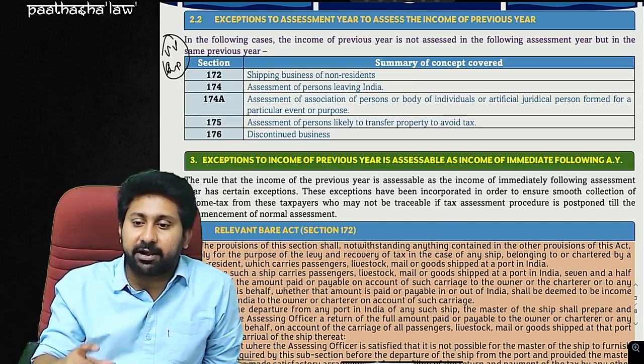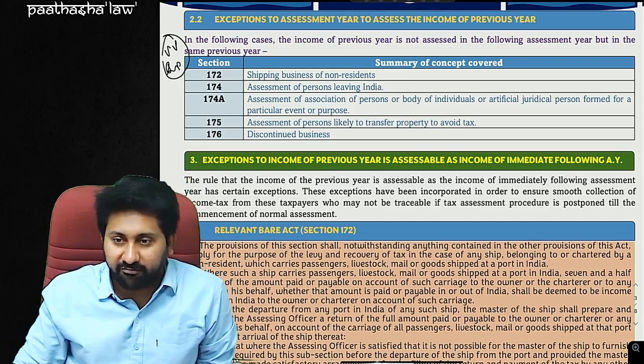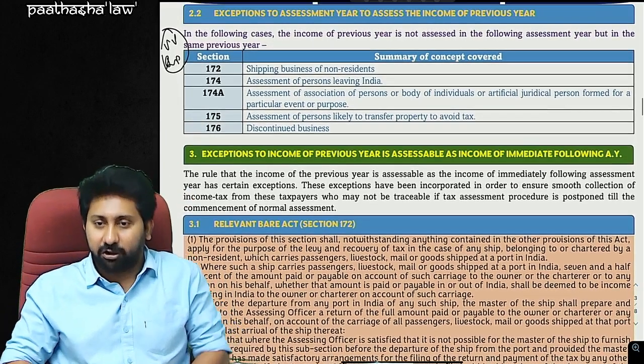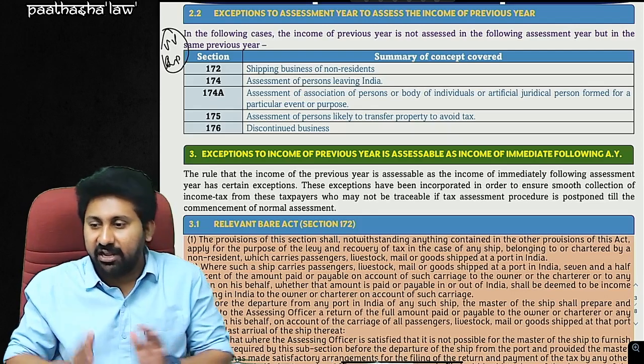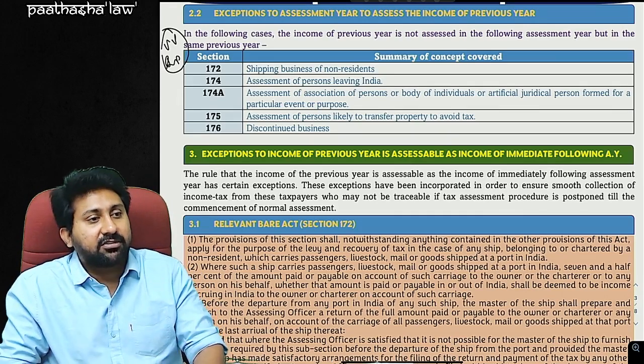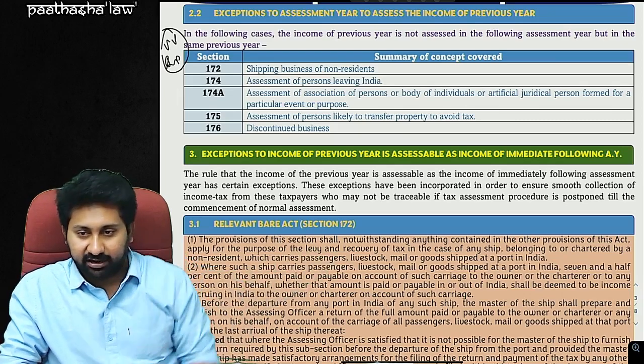So the modus operandi of 172 is very important for us. Clear, everyone? So let's focus on that. What is this concept we are going to discuss? Generally, income of this year will be assessed to tax in the very next year.